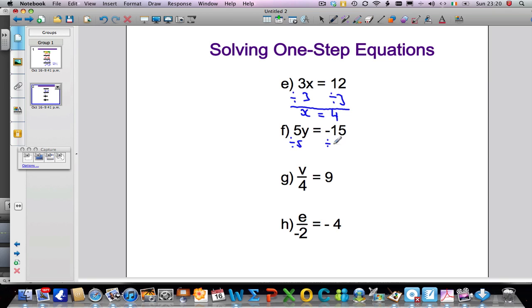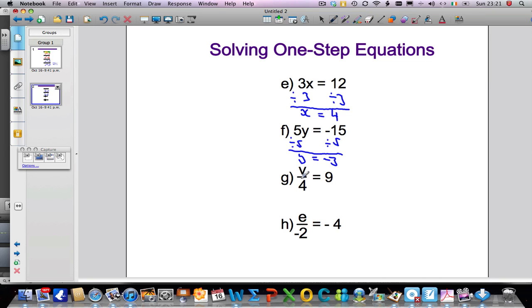So I'm going to divide this side by 5 as well. Again, draw a little line underneath just so we can see what's going on. 5y divided by 5 is simply y, and minus 15 divided by 5 is minus 3. That's because it's a negative divided by a positive, which is negative, and 15 divided by 5 is 3.